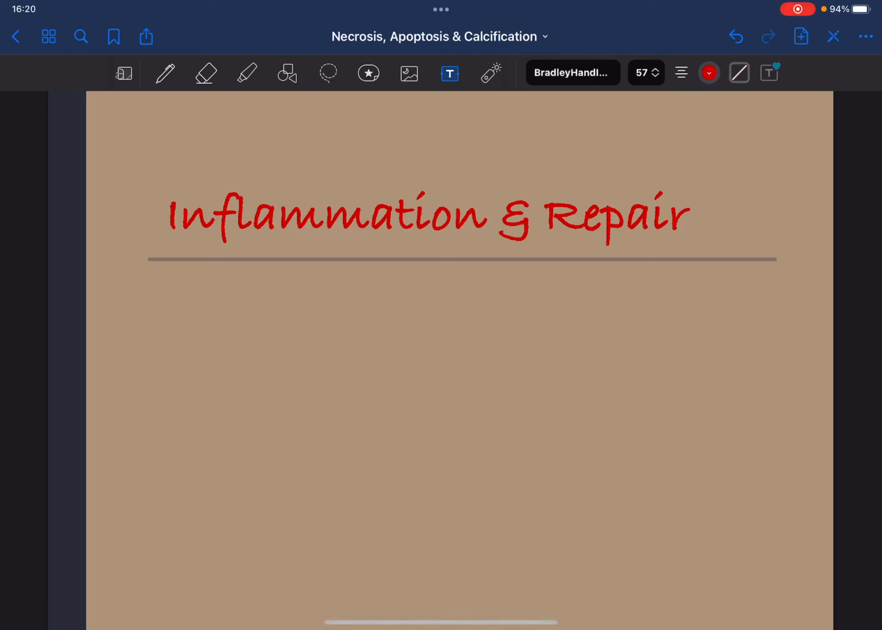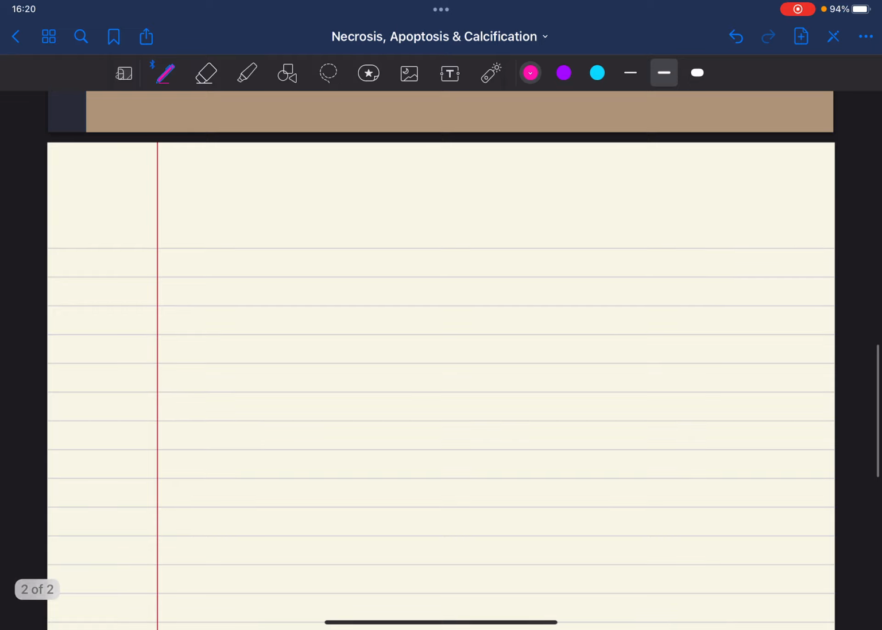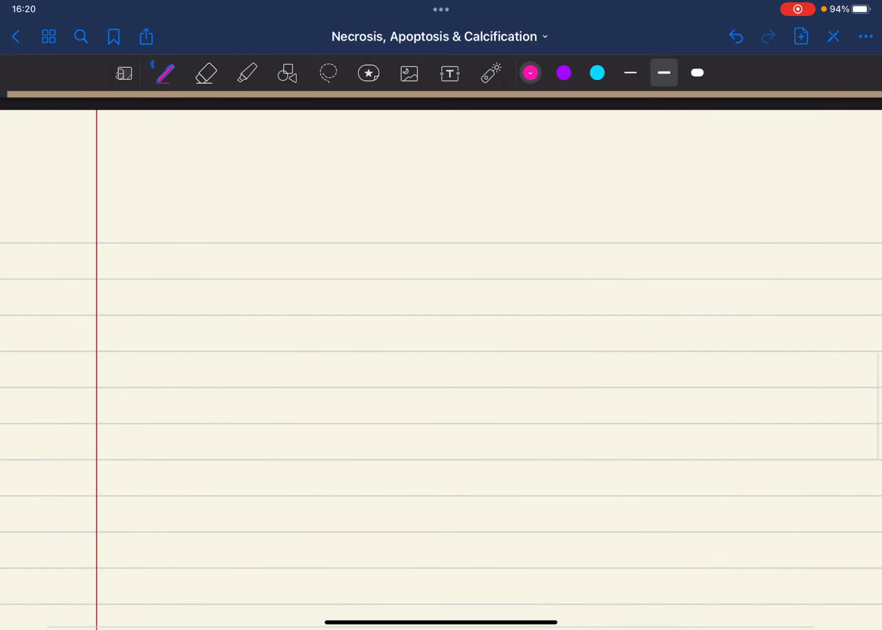Okay, we are starting a new chapter, that is inflammation and repair. We have already completed cell injury, adaptation, and death, and now we're starting inflammation and repair. So, first of all, we'll start with the definition of inflammation. What is inflammation?